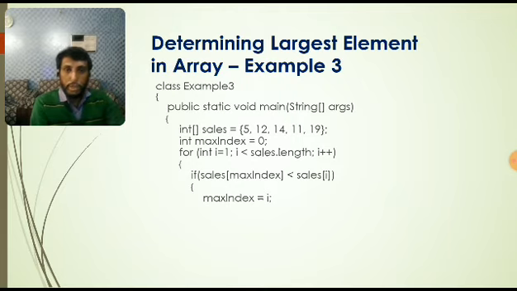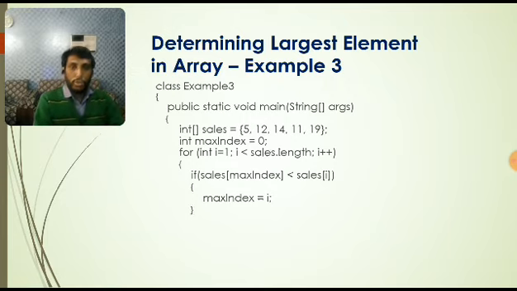Again it will check, because it is inside this for loop. So 12 less than 14, yes, it's true, so 14 will come. 14 less than 11, no, false, so 14 will stay, and 11 will not be updated. Again 14 less than 19, yes, it's true, so 19 will be updated. So the maximum will be 19 now.